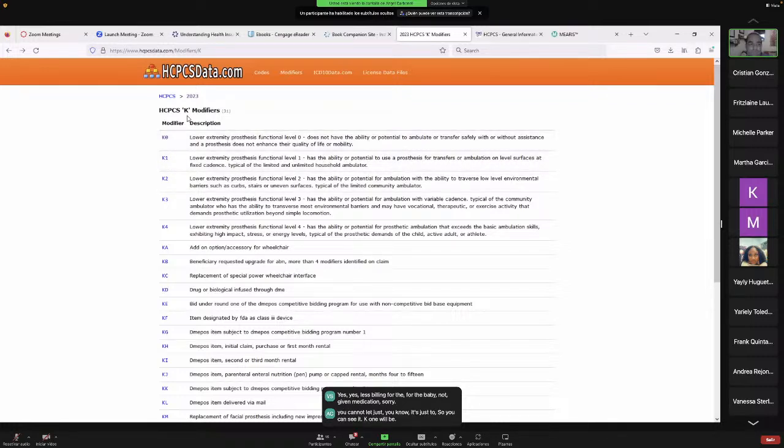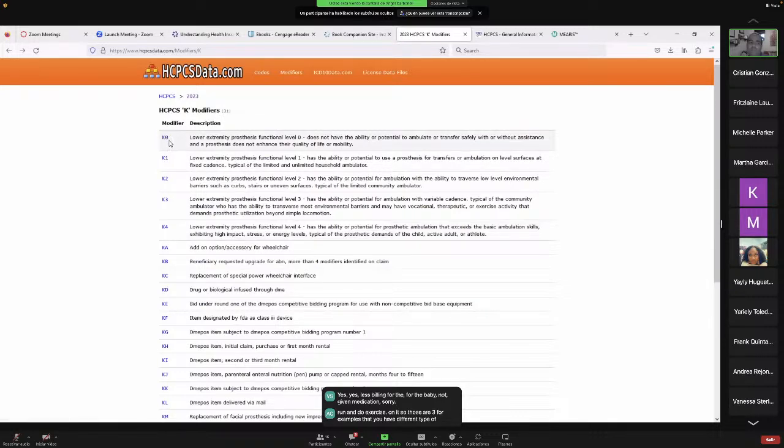K1 will be for the same prosthetic device that we said, but now this one says, hey, it has the ability for transfer, for ambulation, or then more. I think level 4 is the one. Yeah. And then, for example, K4 will be that prosthetic in the lower extremity is more than ambulation. So you can run on it, basically. You can run and do exercise on it.